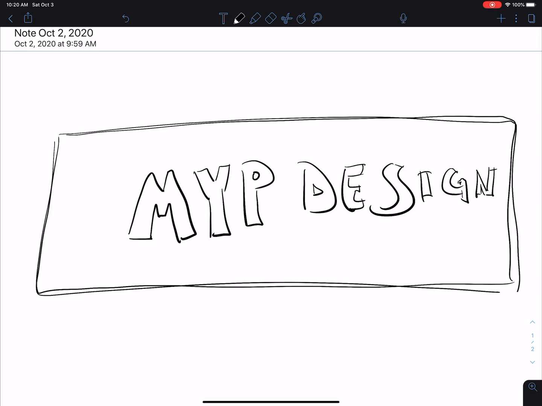And then think about what you want your criteria A to look like. And then, again, if you're not a good drawer, it's okay to annotate, right? In fact, I encourage it. So annotate what it is, but also annotate what it's going to do.